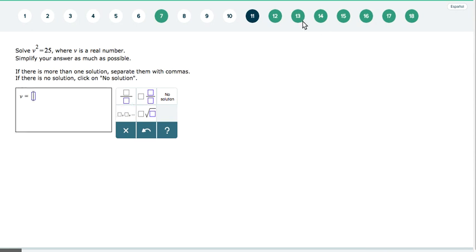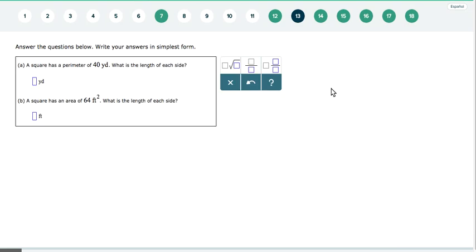Number 12 is the same. Let's go to 13. A square has a perimeter of 40 yards. What is the length of each side? A couple ways you can approach this. Some people are visual and you want to see it.